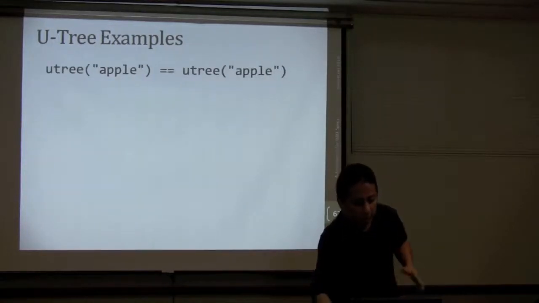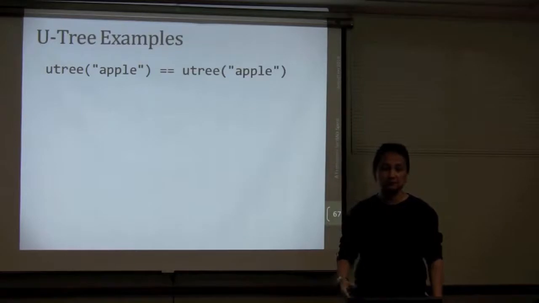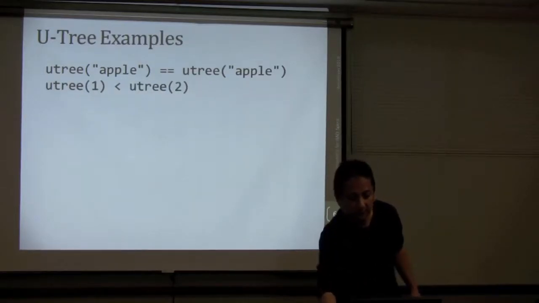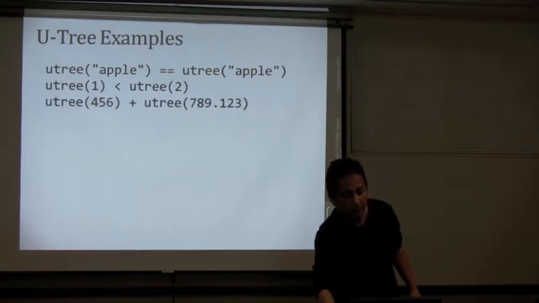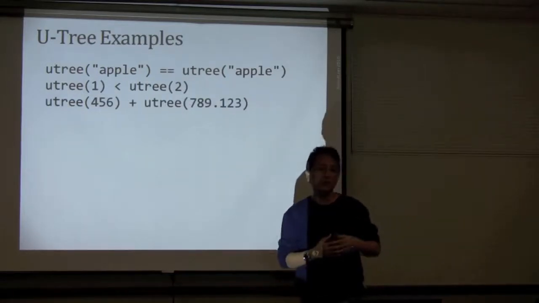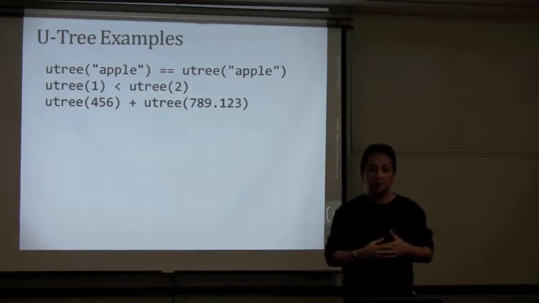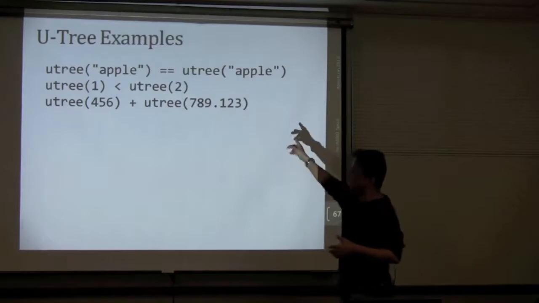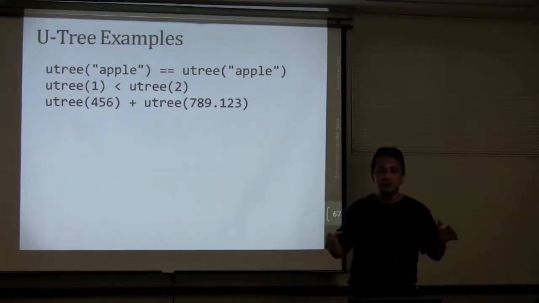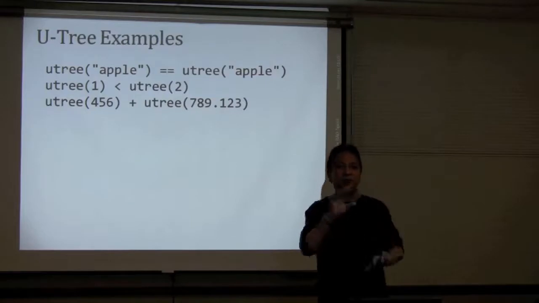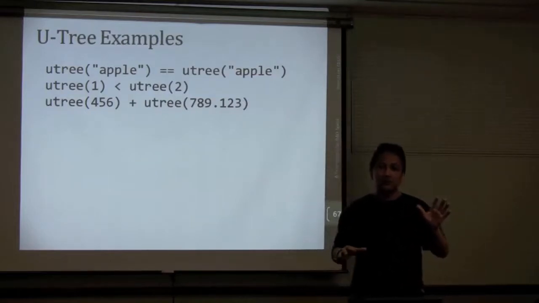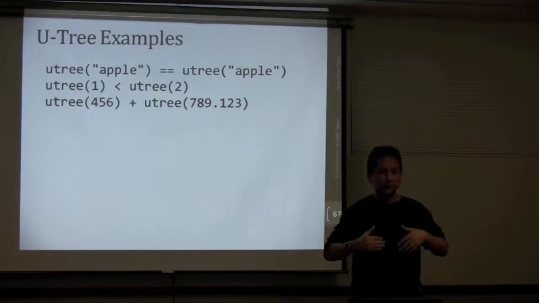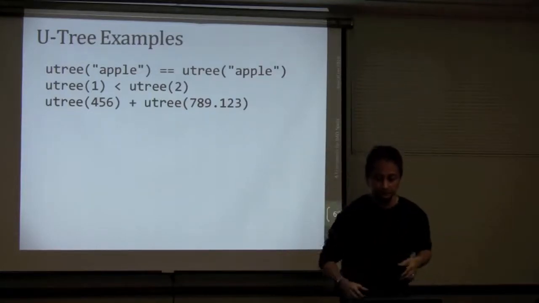So more examples: comparison returns a bool. Comparison again. And arithmetic operations, you can do that as well. In this case, the first value is an integer and the second is a double. So internally, it does double dispatch. So the type here will be a double. So basically, the type is promoted.